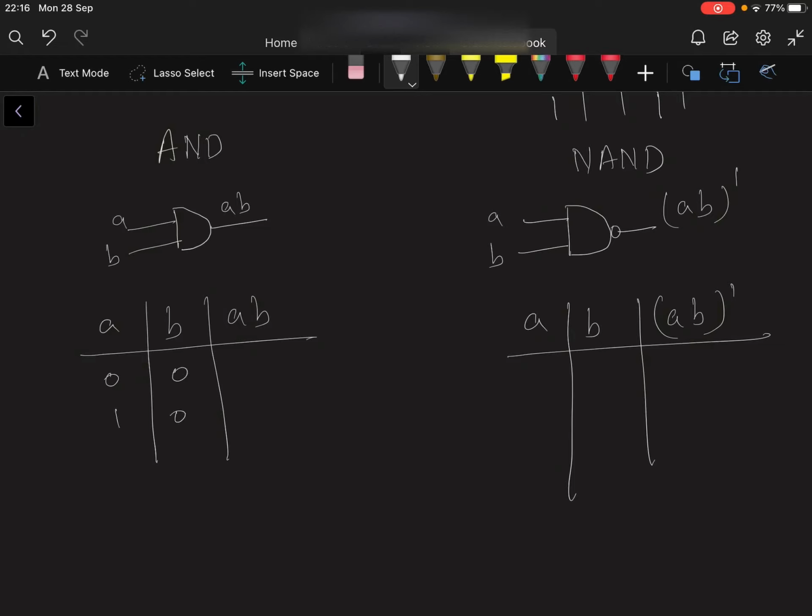Let's first populate this. Now, as you have seen this, I don't have to repeat this. Now, let's look at the NAND gate. It is 0 0. Let's populate 1, 0 0, 1, 1 1.